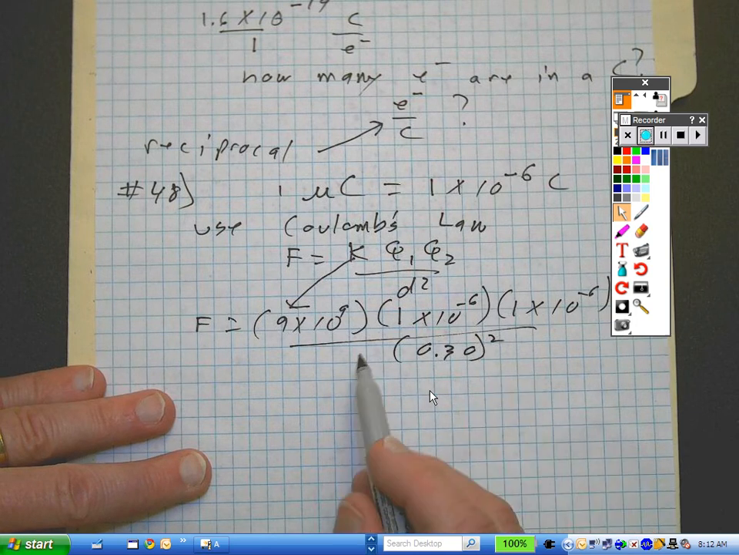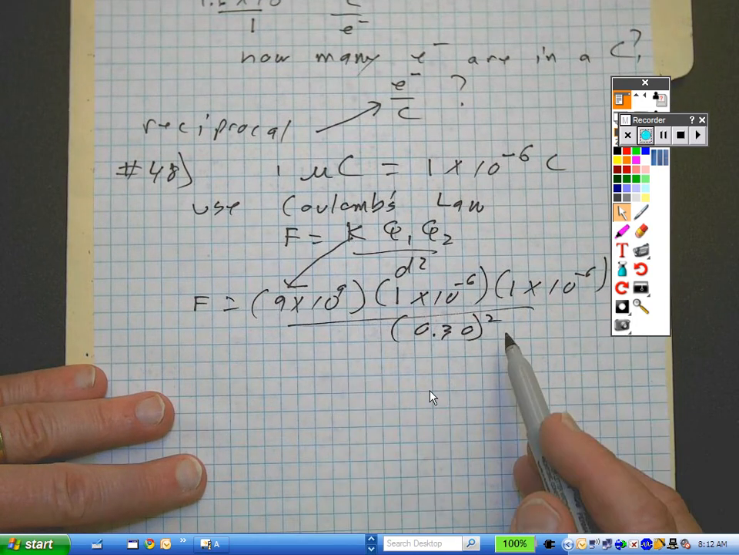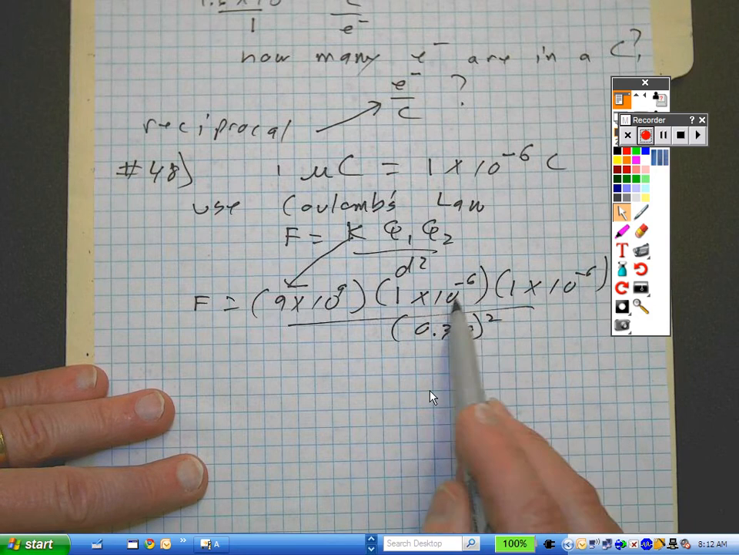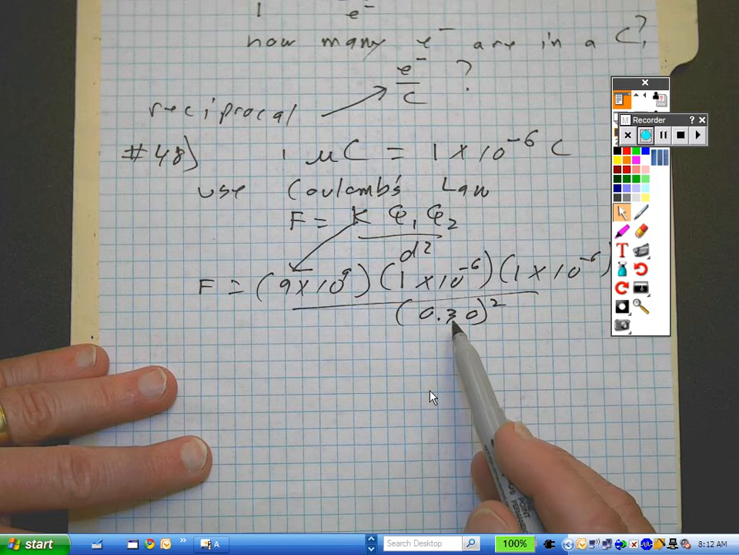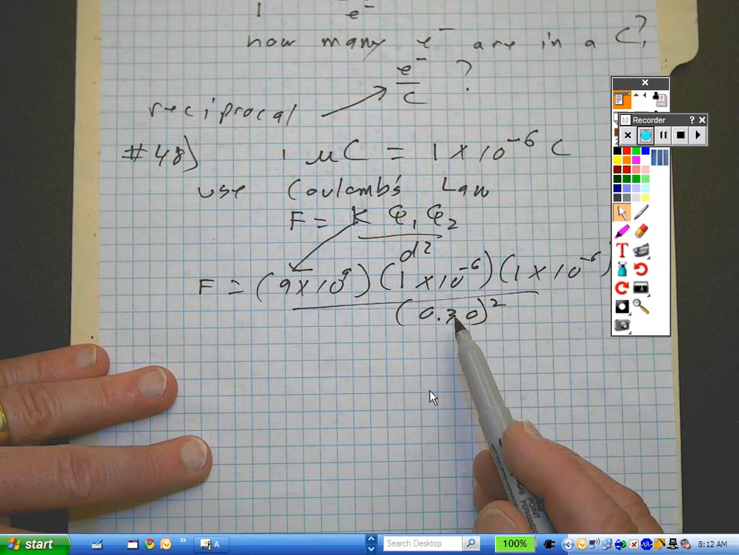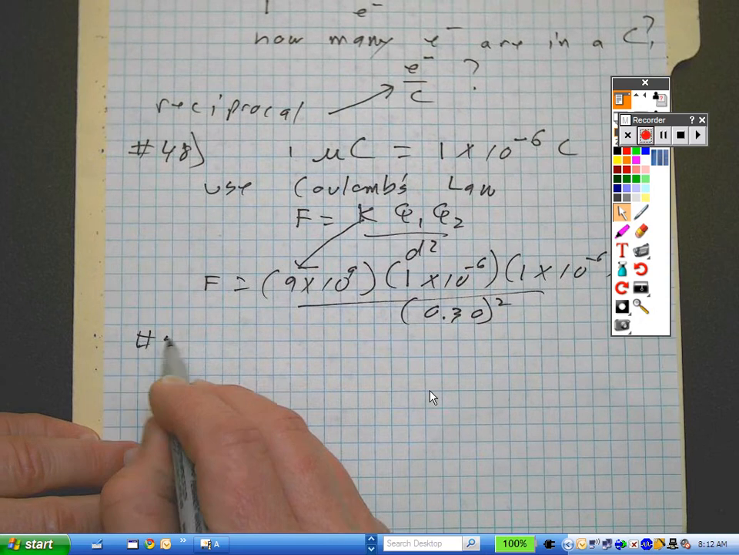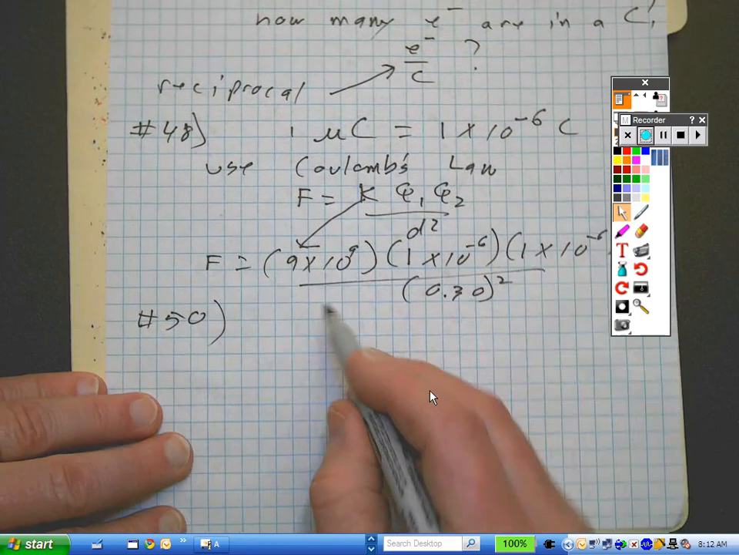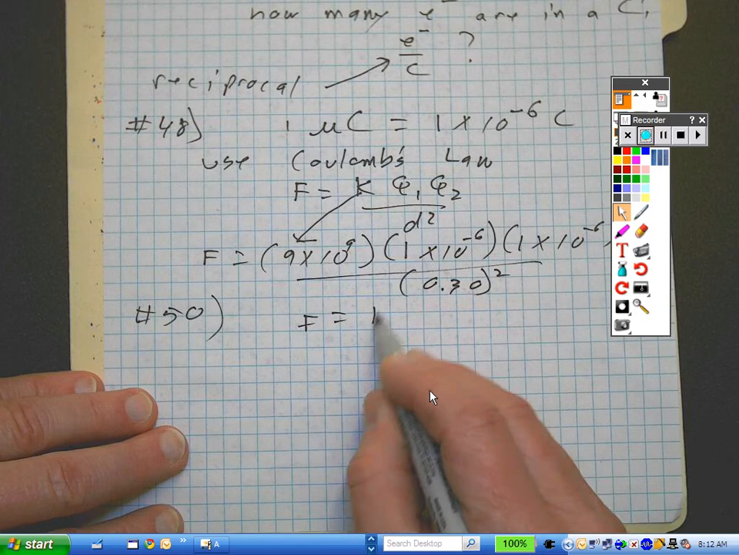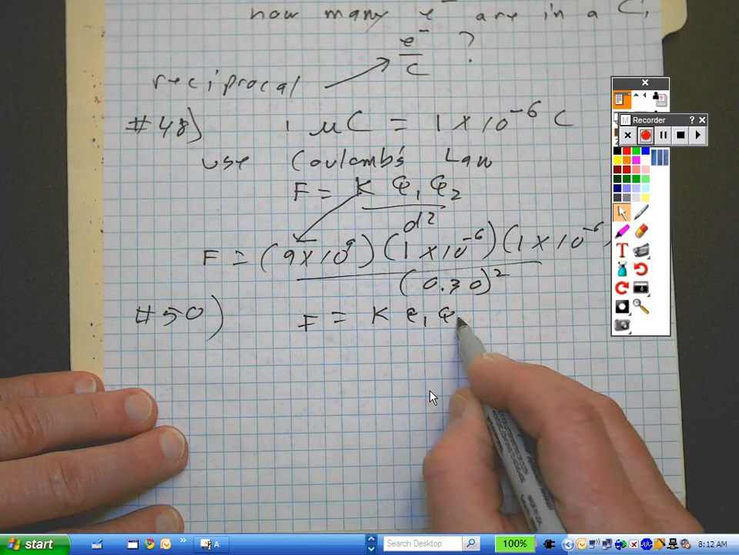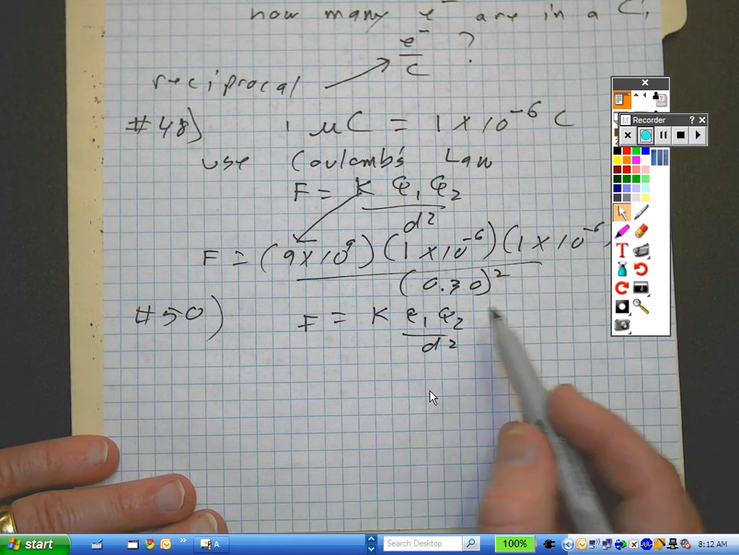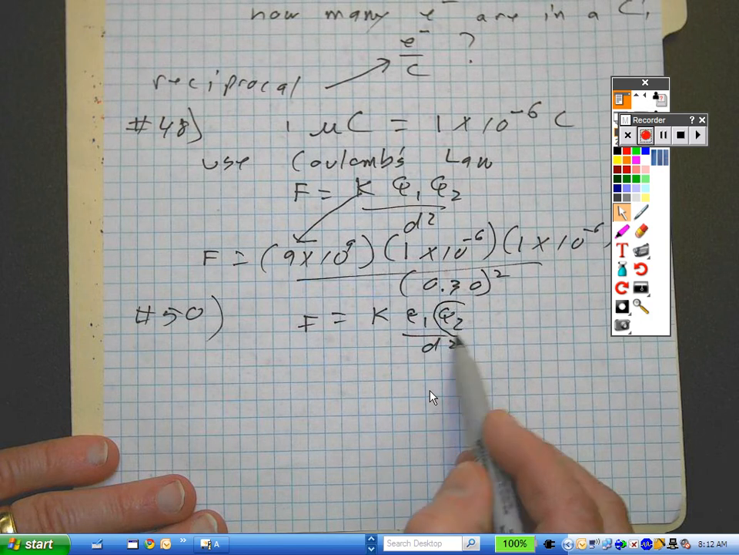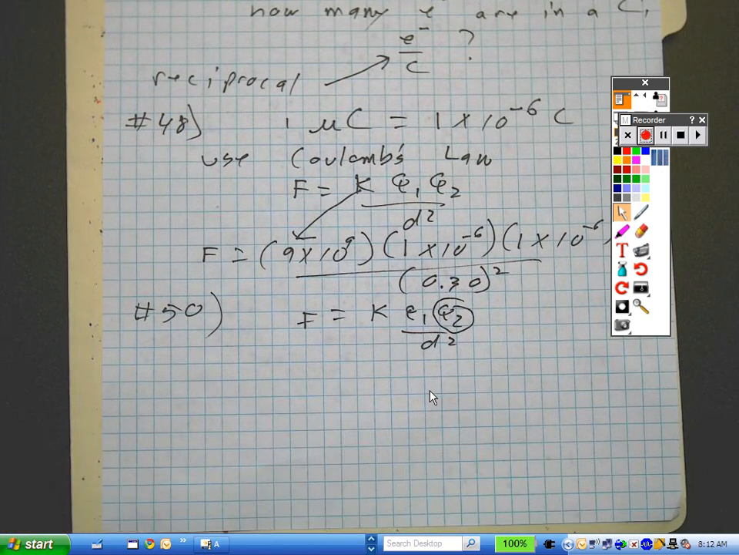Now notice, this is asking for something on your calculator that we practiced in class. You can do every bit of this in one step, pushing enter at the very end. Don't forget to use second function comma to help you. Number 50 is the same exact formula: F equals K Q1 Q2 over d squared. Well, here in this one, we wonder what the second charge is.